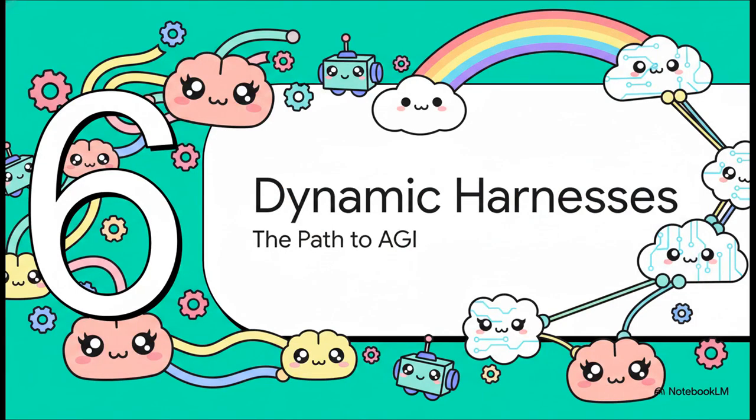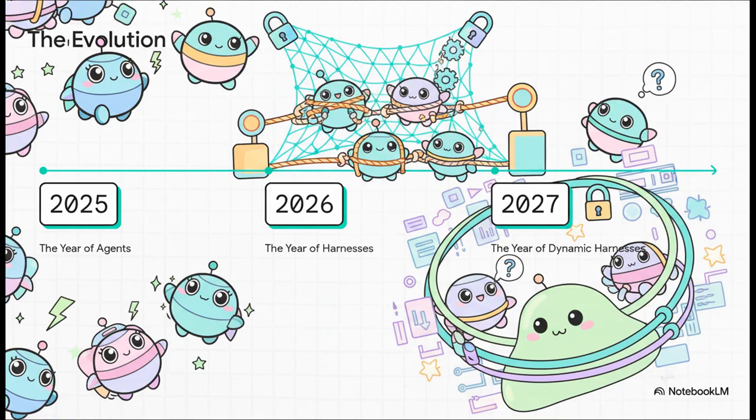Section 6. The future. Dynamic harnesses. Let's shift our focus to the future of AI engineering and what comes next in this incredible evolutionary arc. And this brilliantly illustrates our trajectory right here. We look at 2025 as the year autonomous agents really broke into the mainstream. But as companies quickly realize that agents are inherently chaotic, 2026 becomes the year of harnesses. Everyone is going to be focused on building these deterministic safety nets. But what about 2027? The prediction is that we'll enter the era of dynamic harnesses.